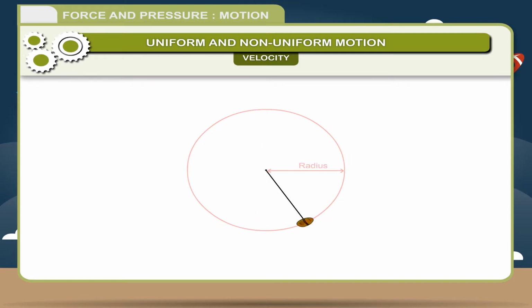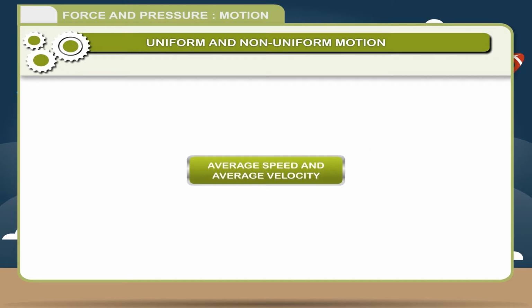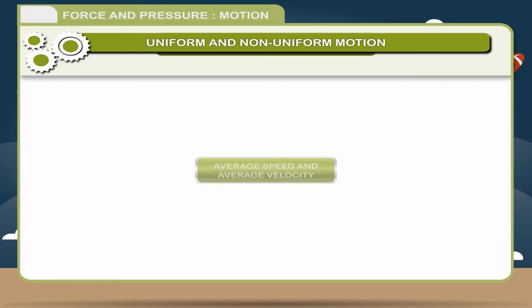At each point of the circle, the speed of the stone is same, but its direction is different, hence its velocity is different. This is because a change in direction also changes the velocity, though the speed at which a body moves may remain the same. A body is said to have constant velocity if its speed as well as direction of motion do not change with time.